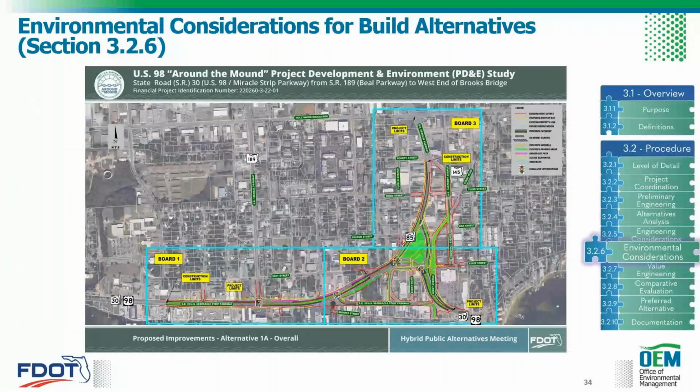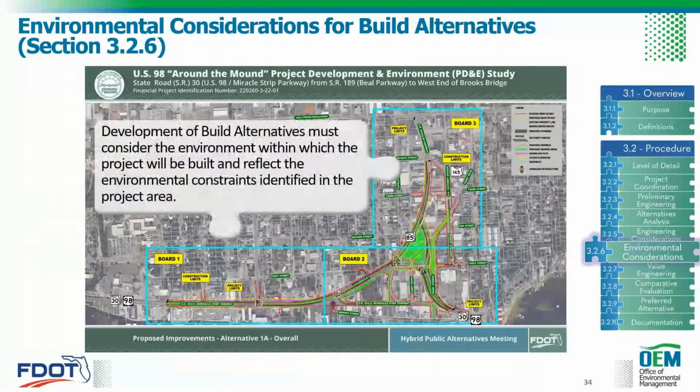Moving on to section 3.2.6, we have our environmental considerations for build alternatives. The development of build alternatives should begin with overlaying the environmental data that you collected during your field review onto a base map, like this example. And the development of build alternatives must consider the environment within which the project will be built and reflect the environmental constraints identified in the project area. So it's not just your engineering criteria and your geometry, it's also the environment and your surroundings.